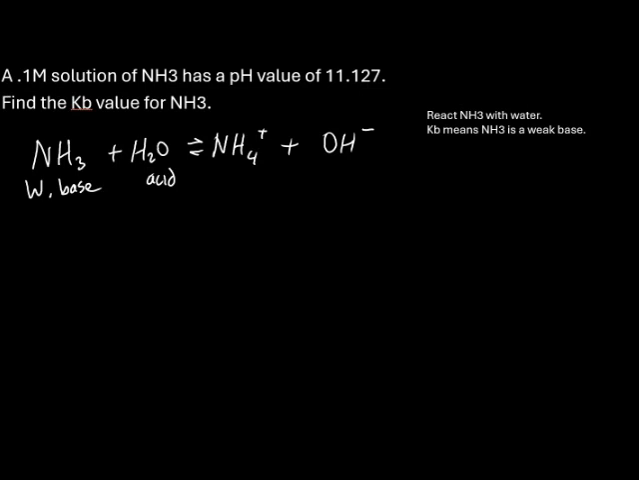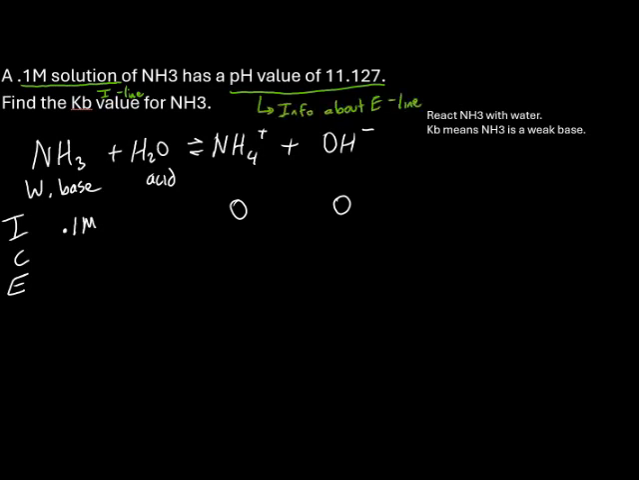We are also given that our solution of NH3 is 0.1 molarity, and this information goes on the initial line on our table. Since we have no information given for NH4 positive or OH negative, they'll both have 0 for their molarity. In previous examples, we've put X for our change. However, this method is slightly different because our pH value will give us the information about the equilibrium line. But first, what we have to do to use that information is convert the pH value to a concentration.